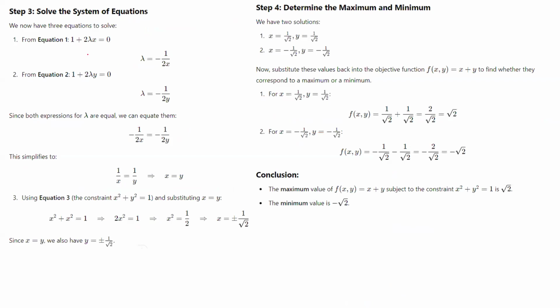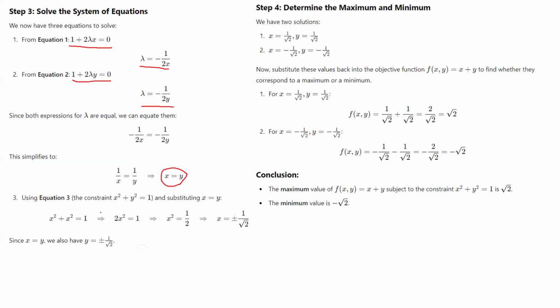The first equation is 1 plus 2 lambda x is equal to 0, so lambda becomes minus 1 by 2x. The second is 1 plus 2y lambda is equal to 0, so lambda becomes minus 1 by 2y. I'll just take minus 1 this side by 2 lambda. So these two are equal, and I can equate the right hand sides. When I equate the right hand sides, I get x is equal to y.